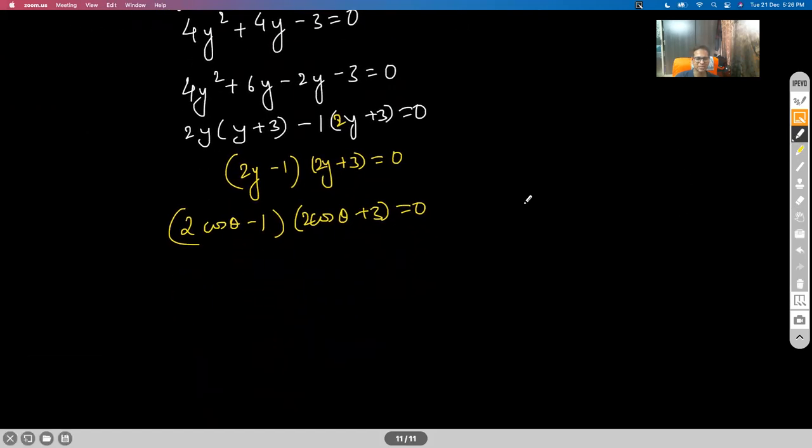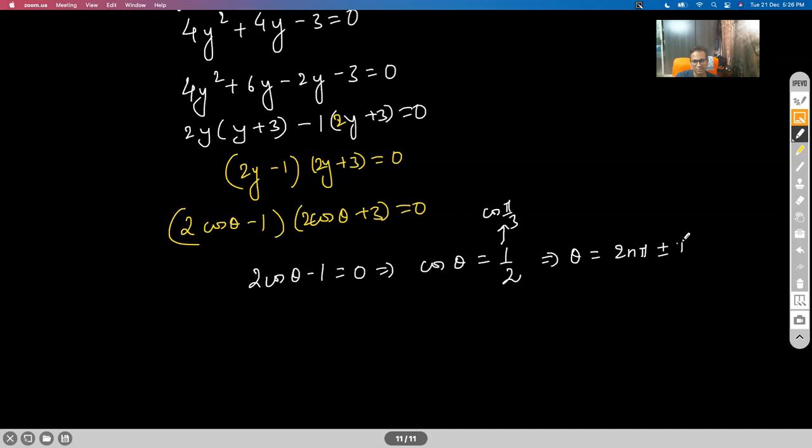Fine. So this gives us two possibilities. Either 2 cos theta minus 1 is 0, that means cos theta is half. Can we write a general solution for this? Yes. So the general solution will be 2n pi. Now half is as good as cos pi by 3, right? So it'll be plus minus pi by 3, as per the formula that we have seen a little while ago.